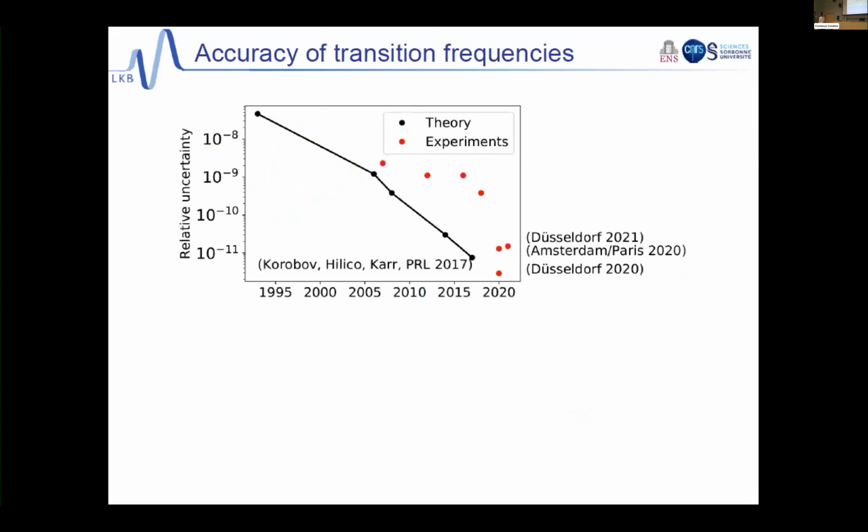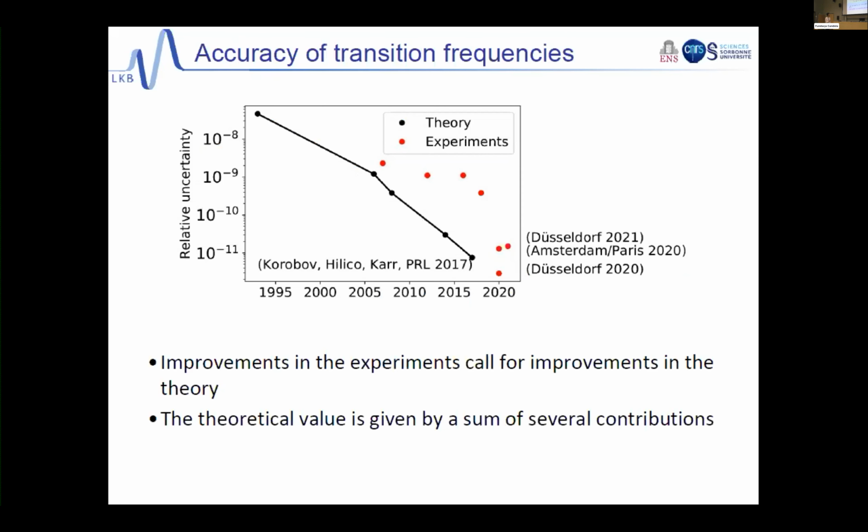Regarding the accuracy of these transition frequencies, this is the relative uncertainty of these frequencies as a function of the year in which they were either calculated or measured. In black, you can see that the accuracy for the theory has been steadily increasing over the past few years, but the accuracy of the experiments has simply surged over the past couple of years. So now that the experiments are more accurate than the theory, we have to improve the theory.